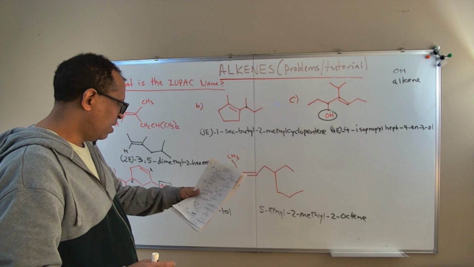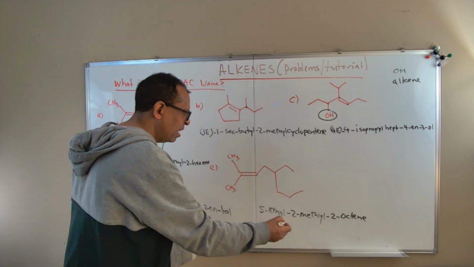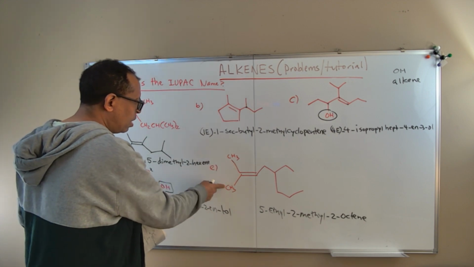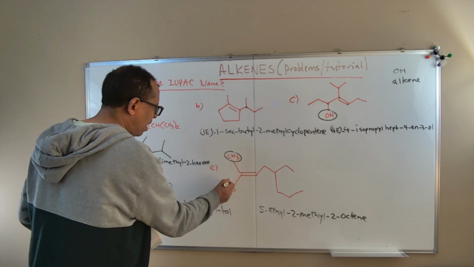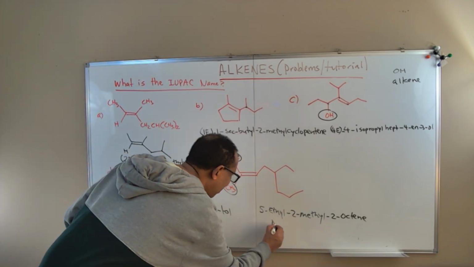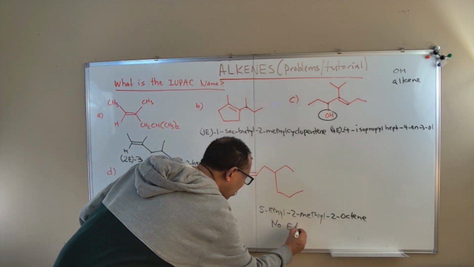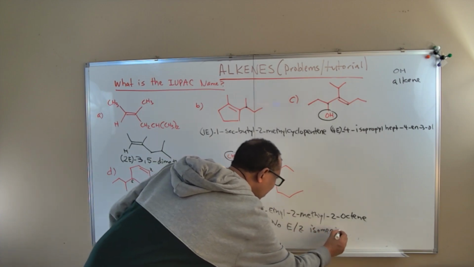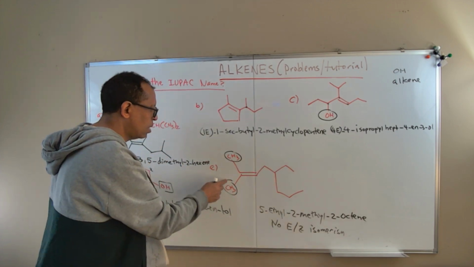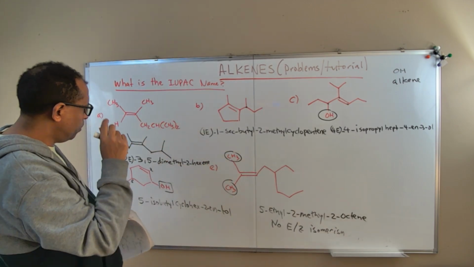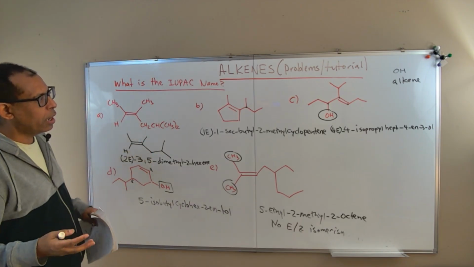2-octene. 2-methyl 5-ethyl 2-octene. So then let's see assignment between these two. Since they are the same group on the same side, there is no E and Z for this. No E or Z isomerism for this, because these two are the same. Okay? So this is basically how you name it.